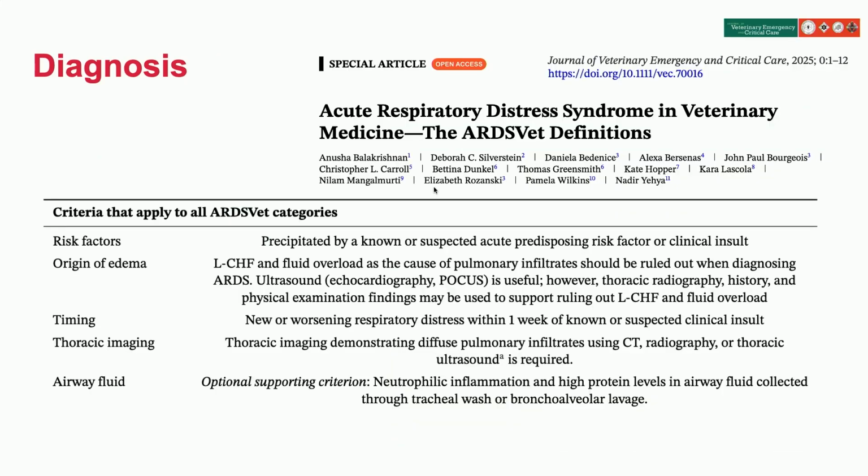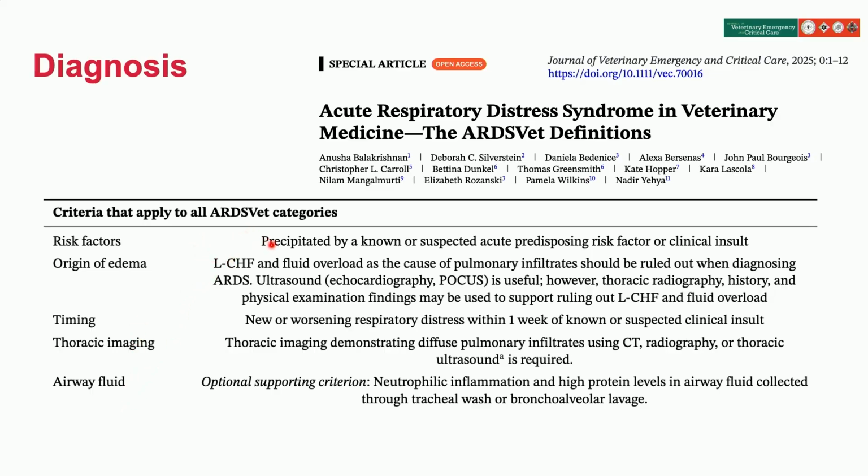So this brings me to the latest veterinary definition of ARDS, which was published in the Journal of Veterinary Emergency and Critical Care last year. These are the ARDSVET definitions, and we will see in a moment that these, in many ways, are similar to the human definitions for ARDS, but they have been adapted to be appropriate for veterinary practice. There are a number of features that are listed here that are important for being able to diagnose ARDS. There are these 4 criteria that must be present, and then there is this 5th optional criteria about airway fluid.